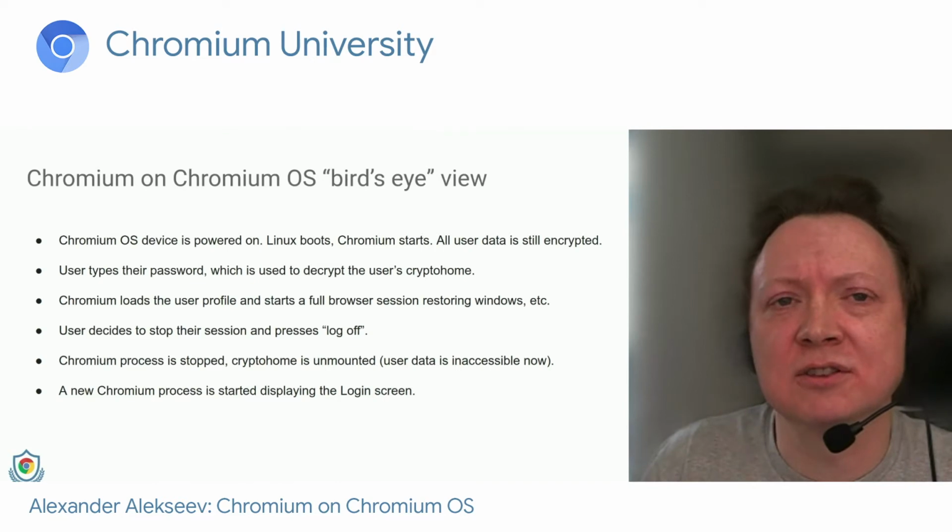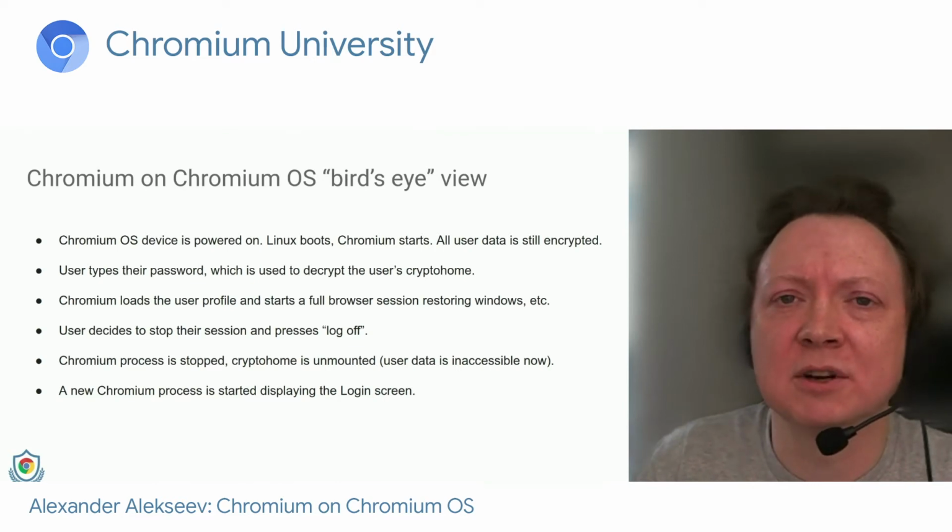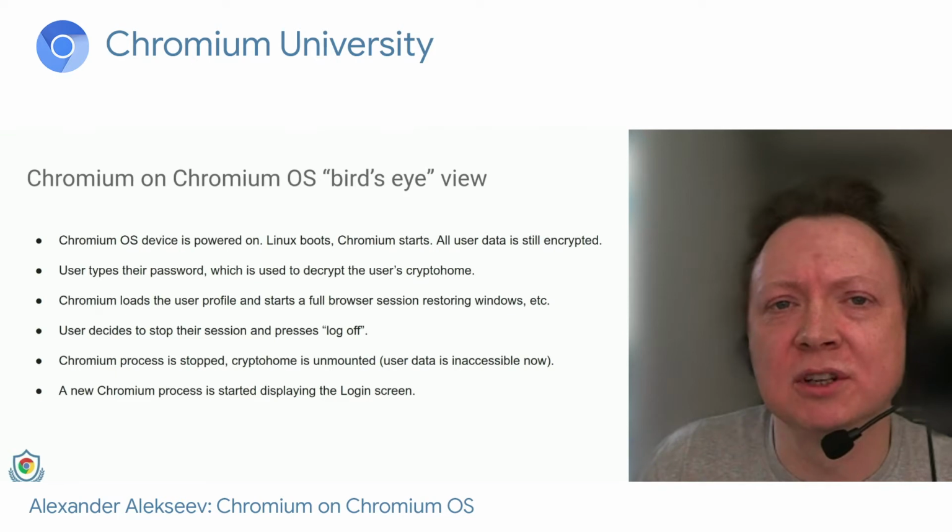Now a user decides to stop their session. They press the log off button. The Chromium process is stopped, cryptohome is unmounted, and user data is inaccessible now. A new Chromium process is started, displaying the login screen. This flow looks very simple until we dig into the details of what happens at each step.